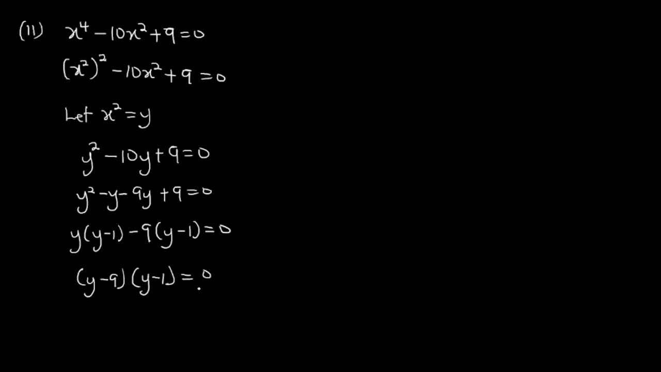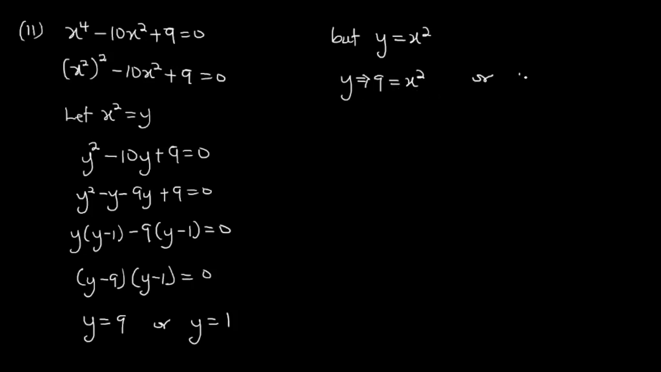So if we equate this to zero, we have y is equal to positive 9 or y is equal to positive 1. But we said that y is equal to x squared. So it means that y, which is equal to 9, is equal to x squared. This implies that x squared is equal to 9, or 1 is equal to x squared.